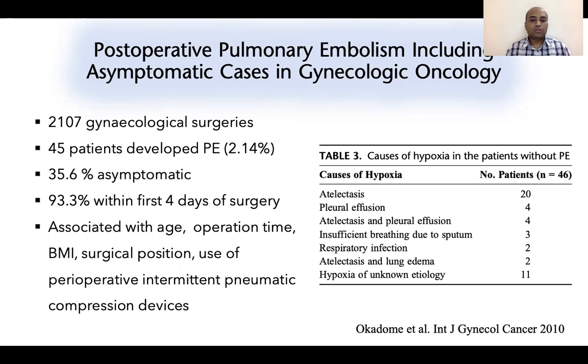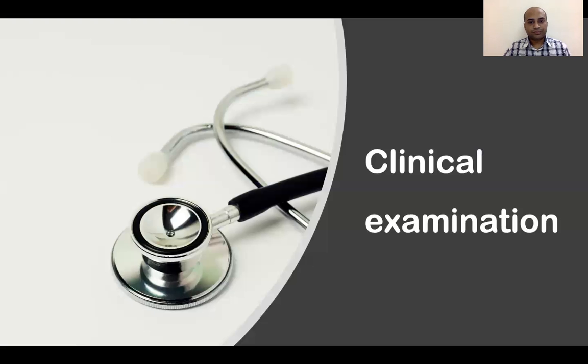And it is associated with age, operative time, BMI, surgical position, and use of perioperative intermittent pneumatic compression devices. And the last point is very important, and we need to remember that. At the same time, we have to differentiate other causes of hypoxia from PE, like atelectasis, pleural effusion, and respiratory infection in the postoperative patient, which are much more common compared to PE.